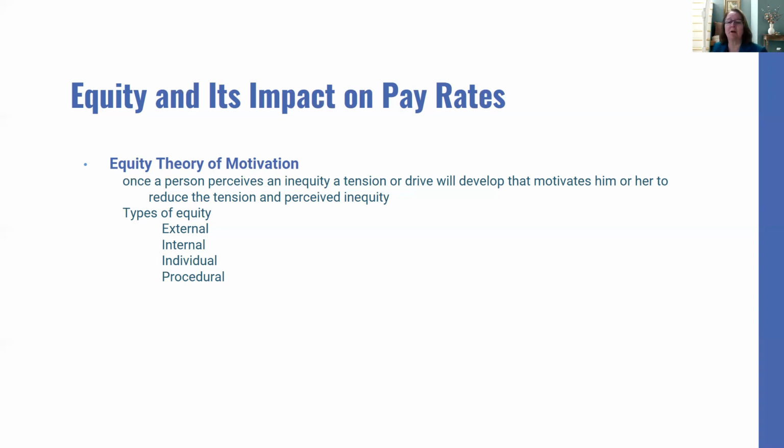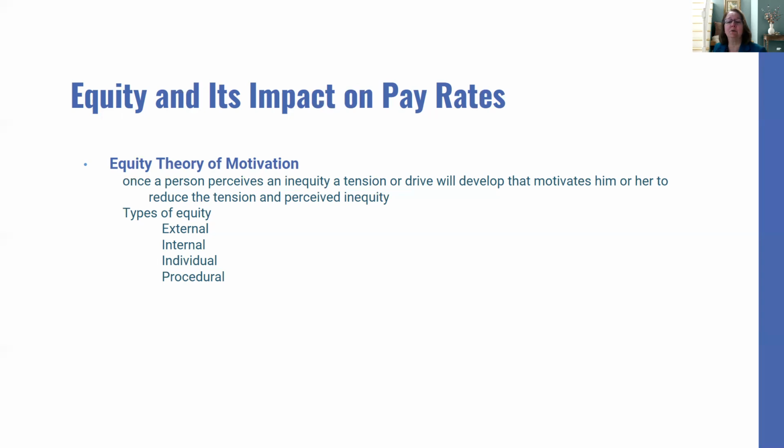So external equity, then internal equity refers to how fair the job's pay rate is when compared to other jobs within the same company. So a sales manager's pay, when compared to the production manager. Is it fair? Is it equitable?